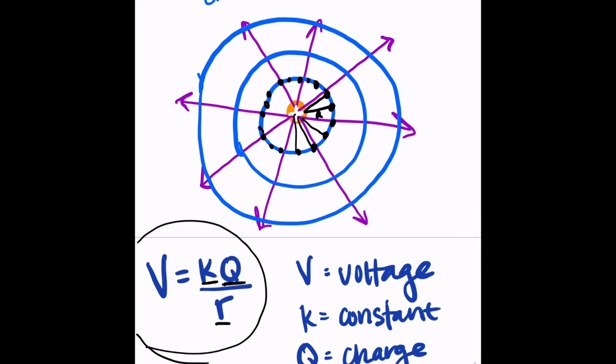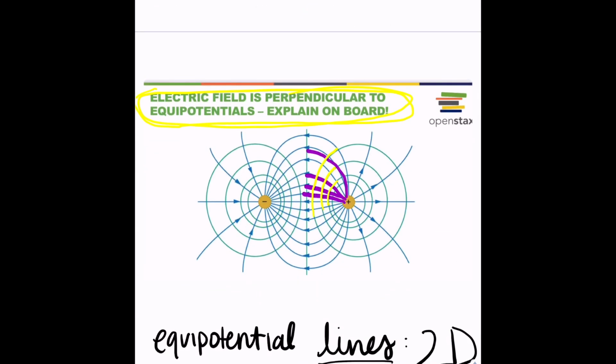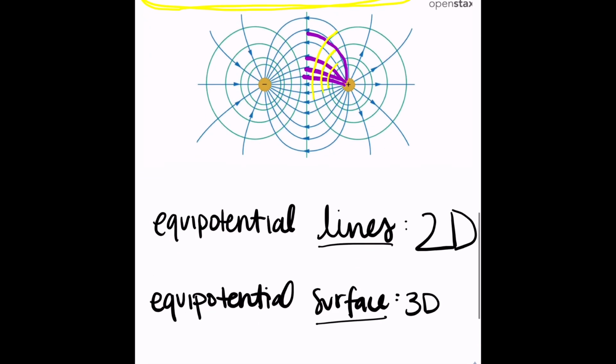That's an important principle to remember when you're thinking about work, because work is equal to the change in potential energy, which is also equal to the charge times the change in voltage. Because the change in voltage is 0, that also means that your work is going to be equal to 0. This picture illustrates the importance of how you can draw your equipotential lines and electric field lines, as they are always perpendicular to one another. And remember, equipotential lines is when we're referring to things in the 2D or 2-dimensional. An equipotential surface is when we're referring to things in 3 dimensions.